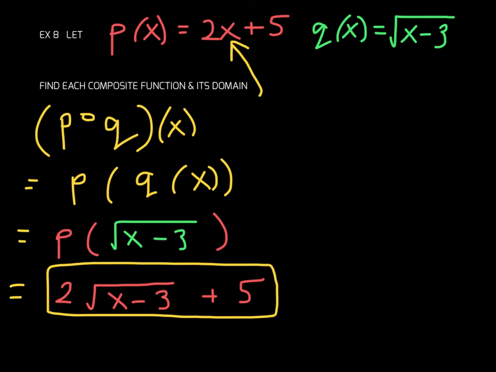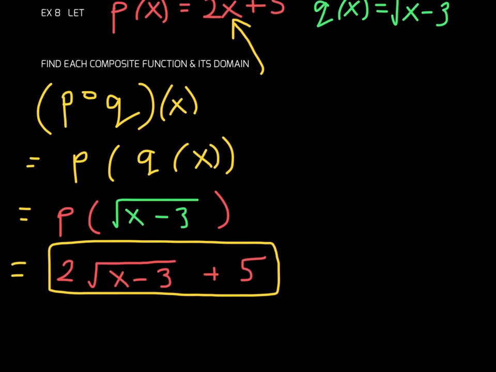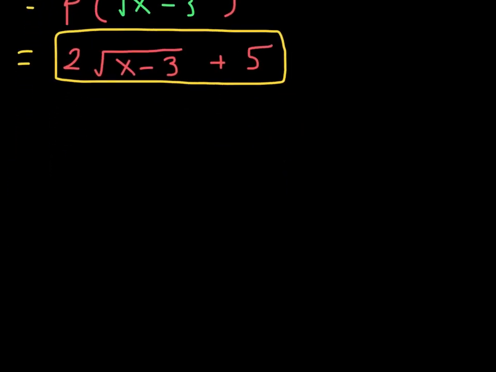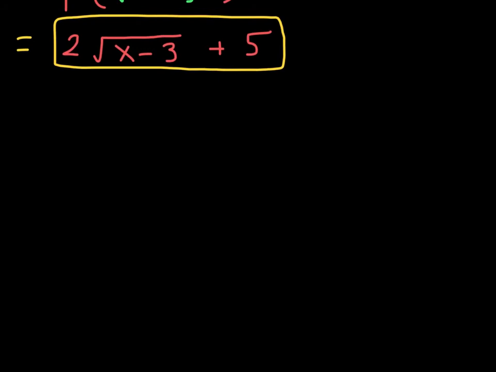Q, however, is a square root function, so we have to be careful about what we plug in for x here. So let me move the screen up a little bit here. About right there would be good. So as far as its domain is concerned, when you look at this square root expression, the square root of x minus 3, let me rewrite it right here, the square root of x minus 3.